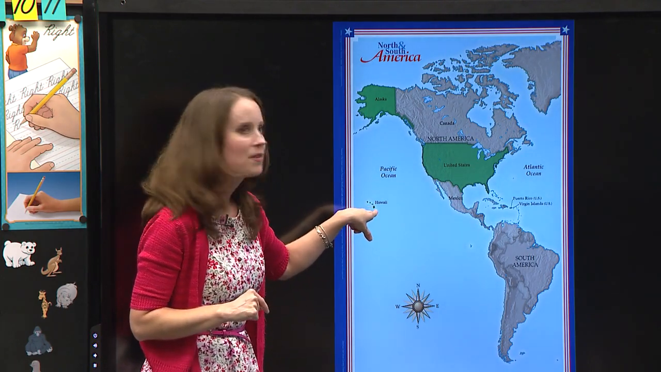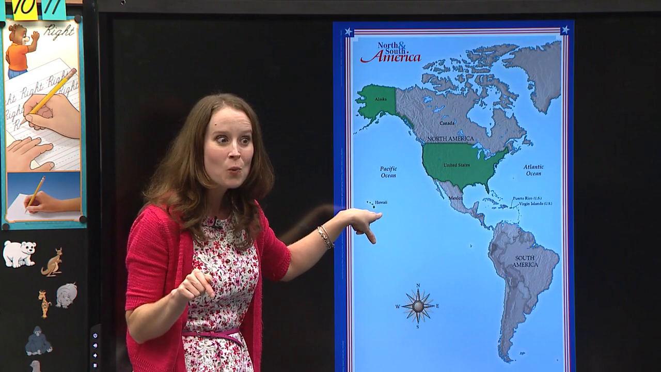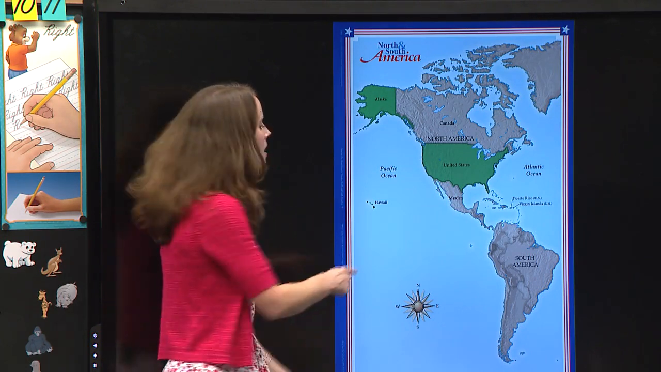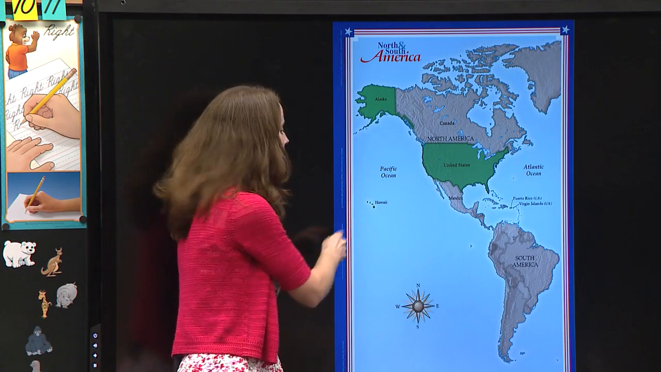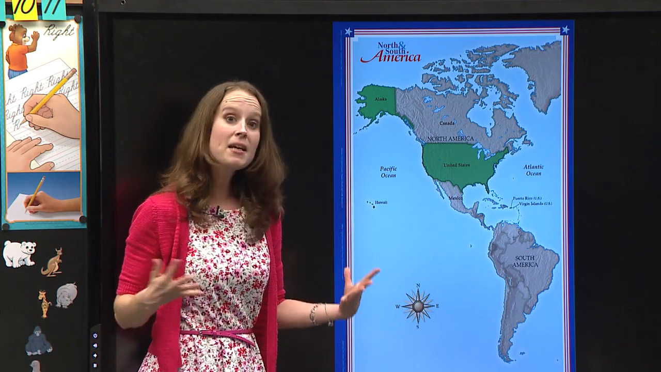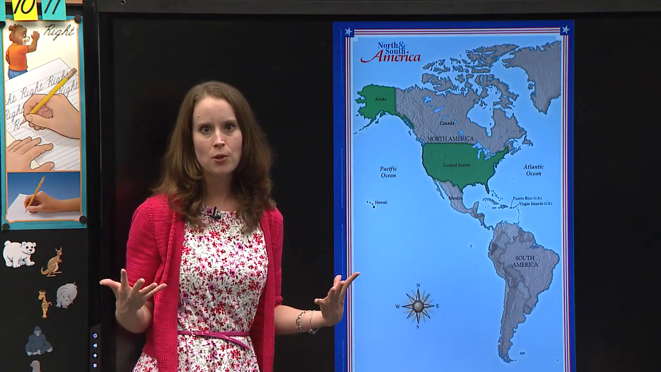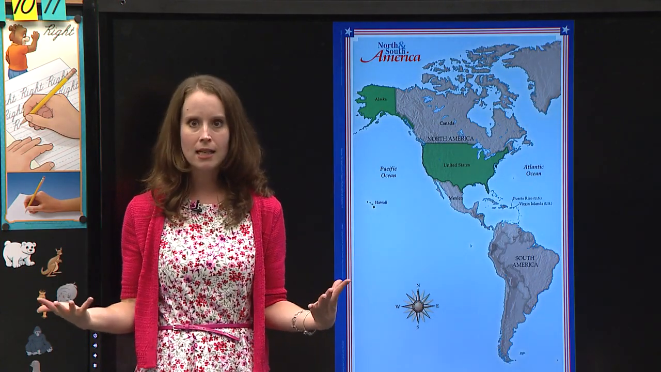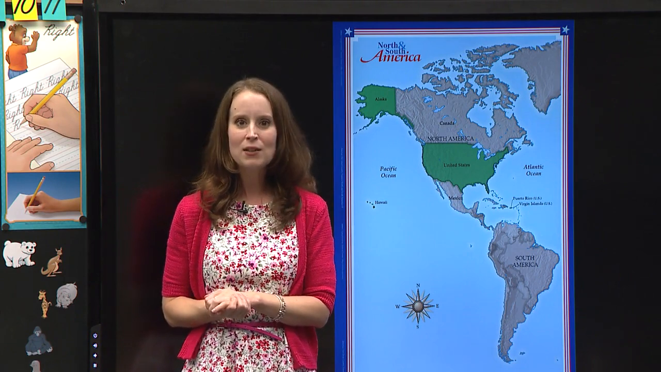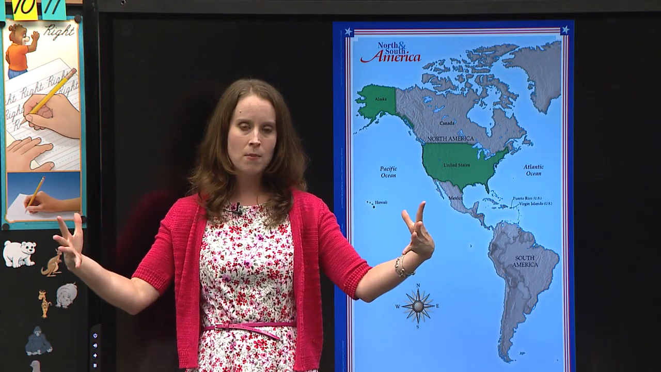Look over here. There's another state we're going to get to travel to in this lesson. It's called the state of Hawaii. Now look carefully at Hawaii. Do you see it looks like almost little dots on my map? It's because Hawaii is something very special. It is made up of many islands. Here's what an island is. An island is a piece of land that is completely surrounded by water.